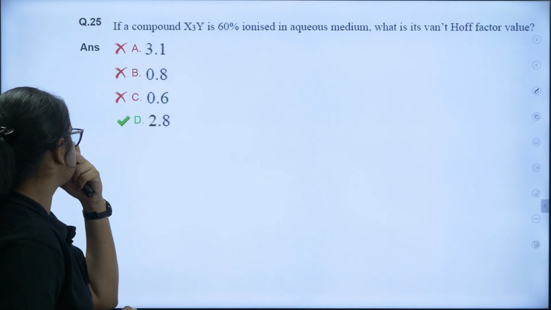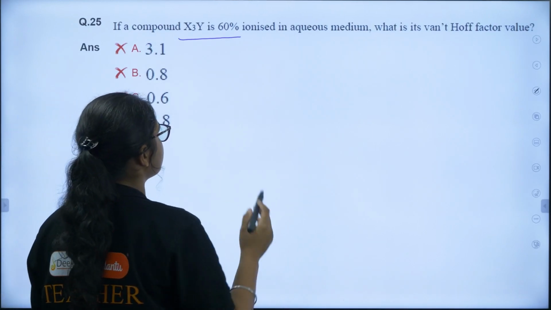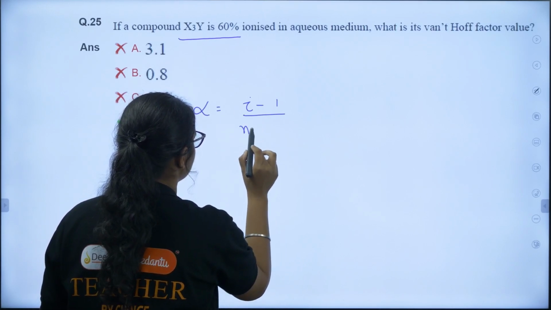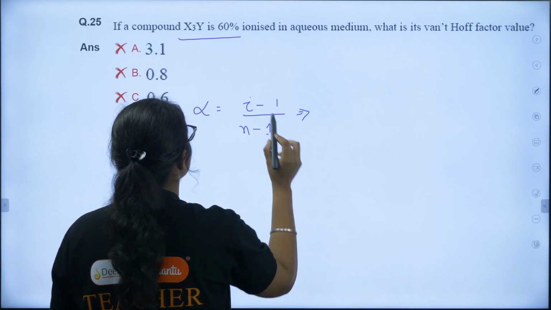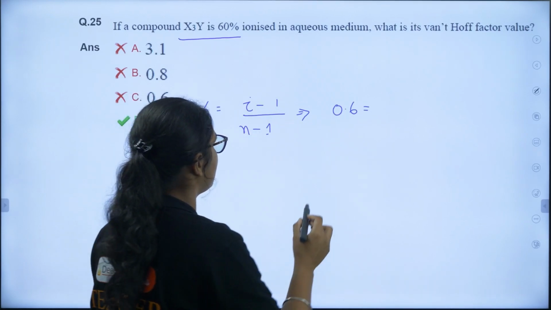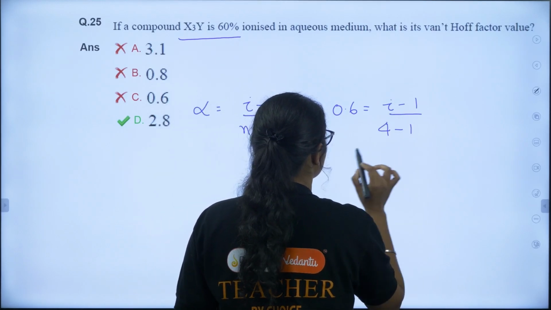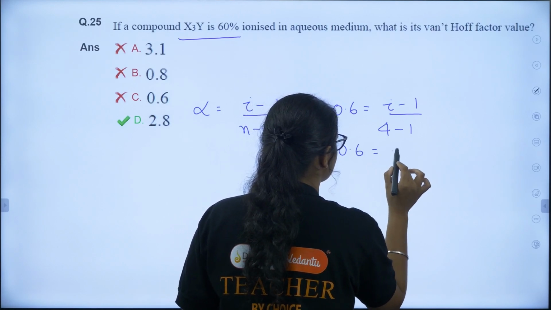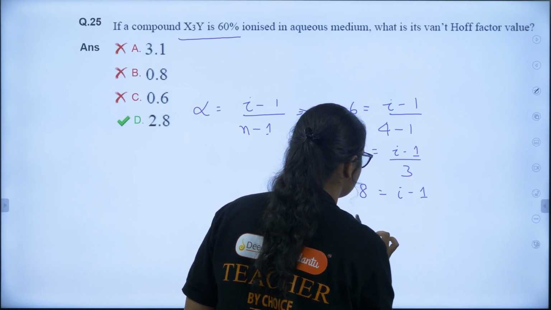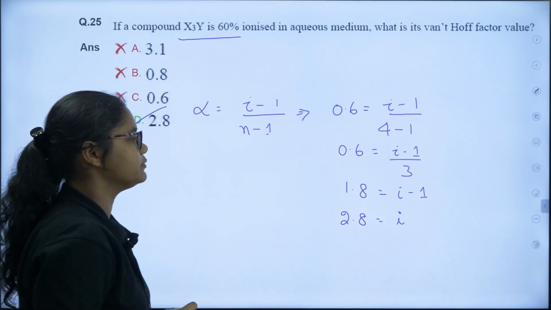Okay. Next, the compound X3Y is 60% ionized in aqueous medium. What is the Van 't Hoff factor value? So for dissociation, we know the Van 't Hoff factor: alpha is equal to (i minus 1) by (n minus 1). Now what is the alpha value? Alpha value is 0.6. We have to calculate the i value, and the n value will be the number of ions produced, that is 4, minus 1. So 0.6 is equal to (i minus 1) by 3. So we'll get 1.8 is equal to i minus 1. So we'll get 2.8 is equal to i. So the correct answer for this question will be option number D.